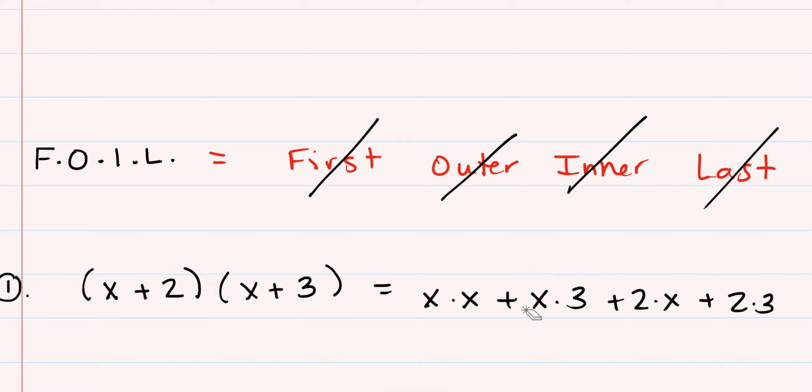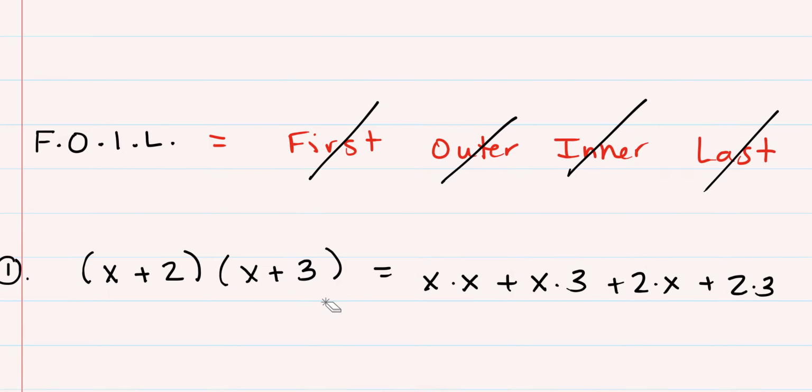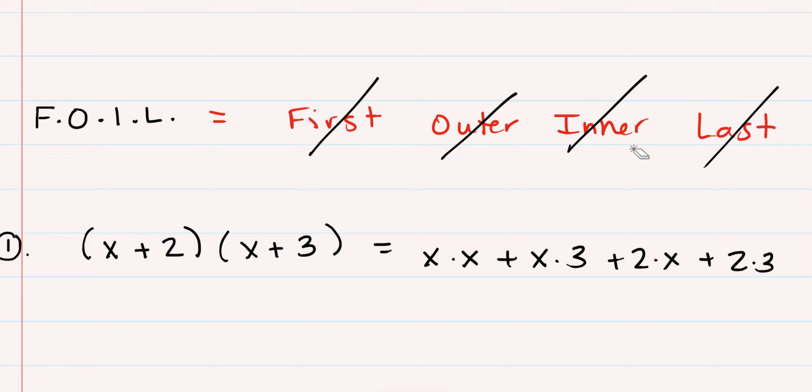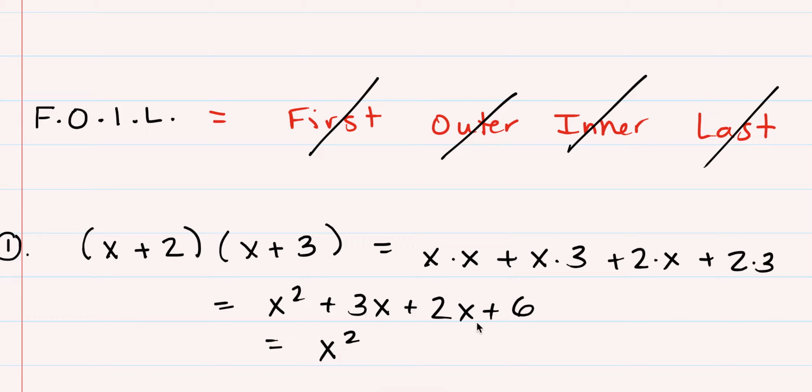Once you get good at this, you don't have to do it exactly in this order, as long as you have all 4 of these pieces. You could do maybe outer first, or you could do first and then last, however you want to do it, but you'll have 4 pieces. Okay, let's clean this up. So this is x times x, which makes x squared. We always put the coefficient in the front, so 3 times x plus 2 times x. 2 and 3 make 6. So now we have x squared, combine like terms, we get 5x, and then plus 6.